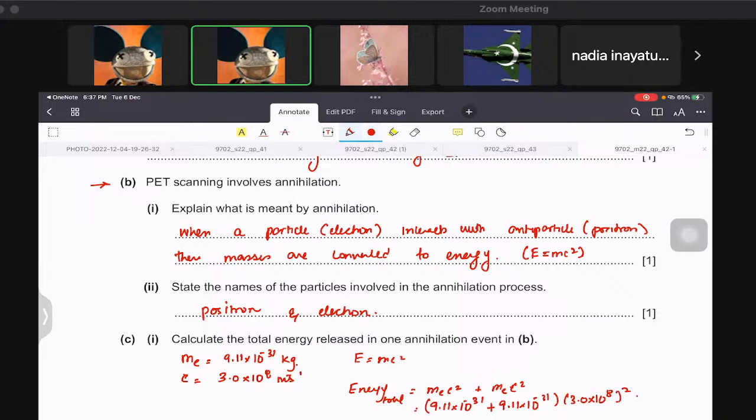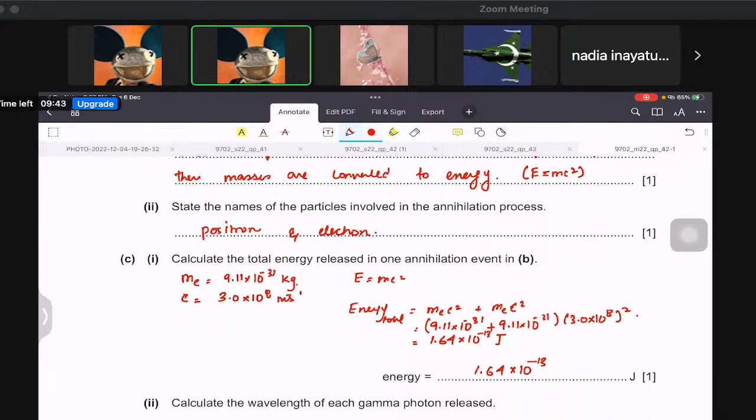(1.64 into 10 raised to minus 13). Yeah, so that should be basically your answer.